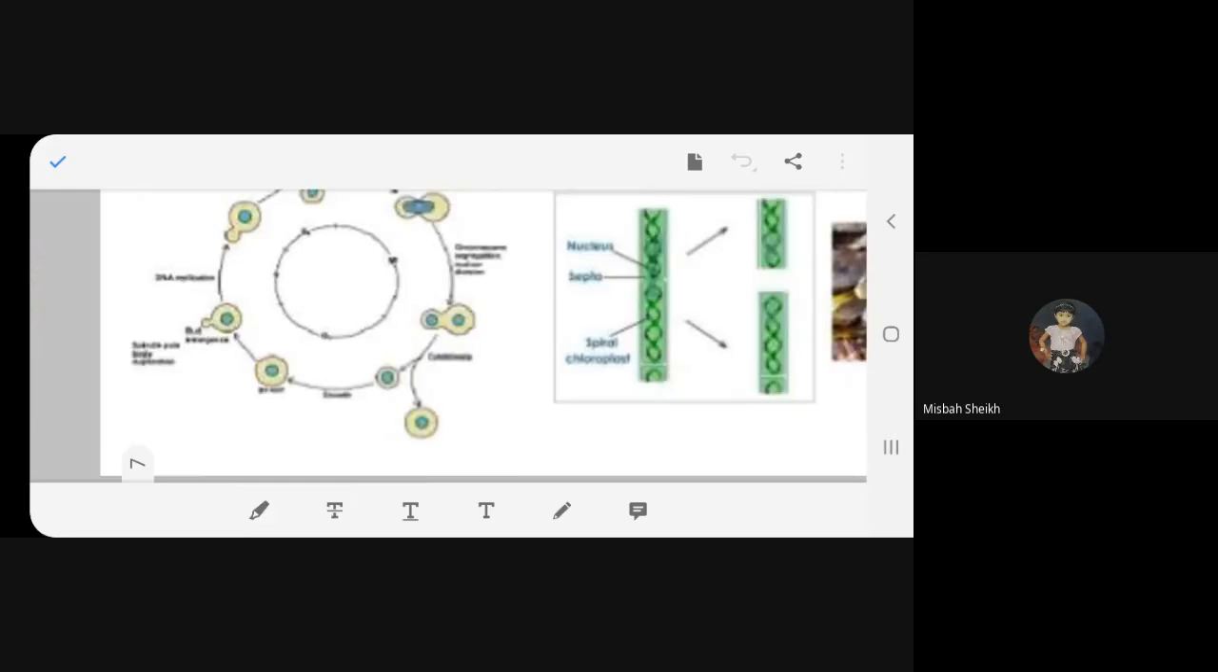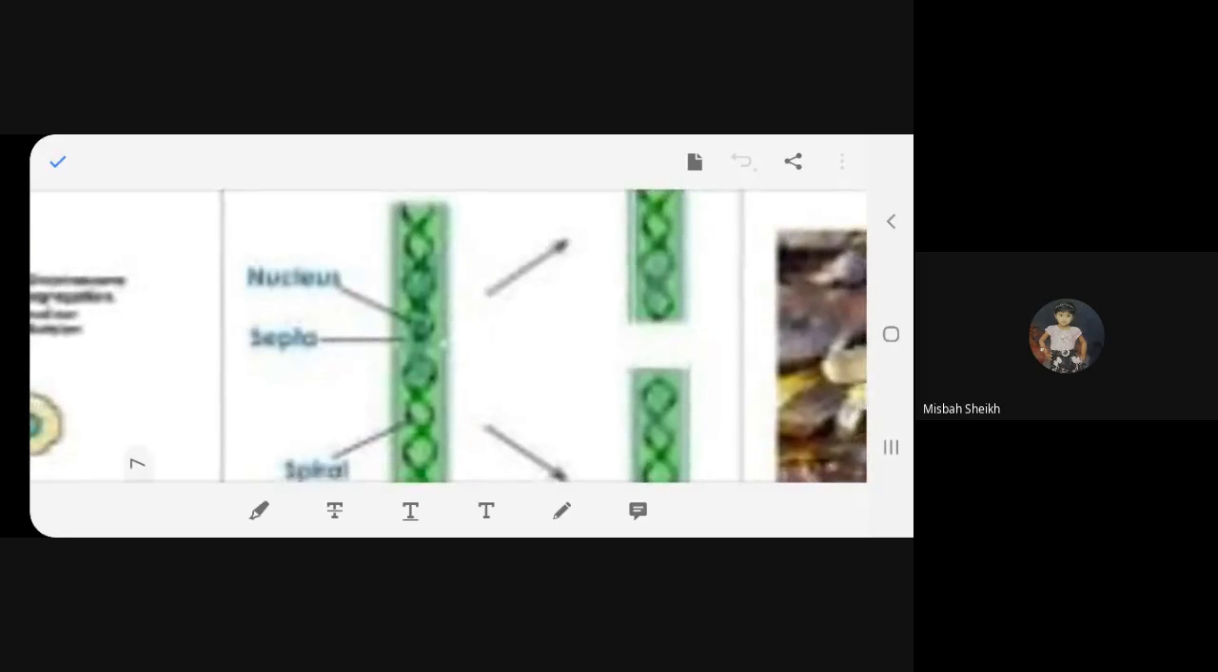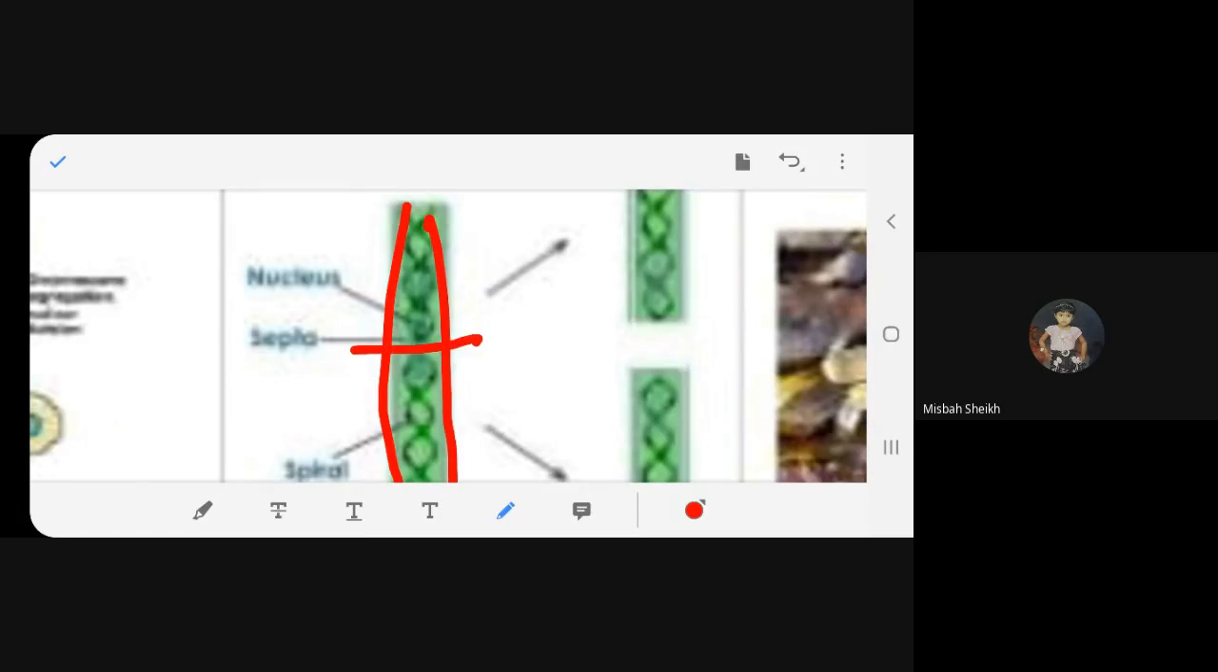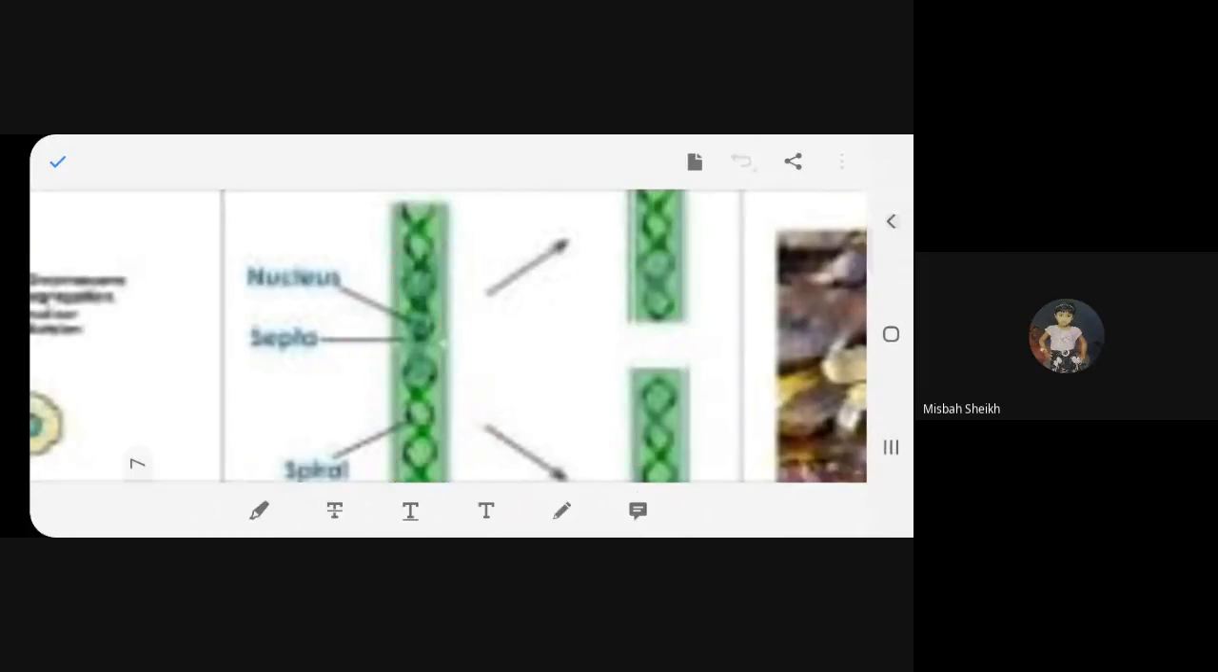Now you can see the fragmentation. This is a body. It breaks and now one and two. How many fragments it has? It has got 2 babies.